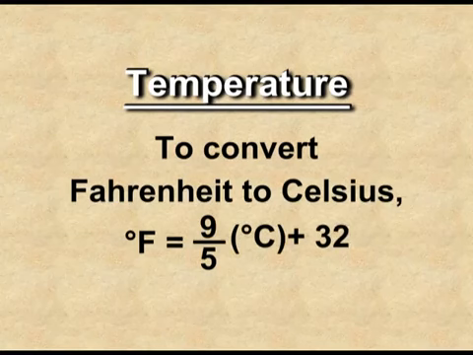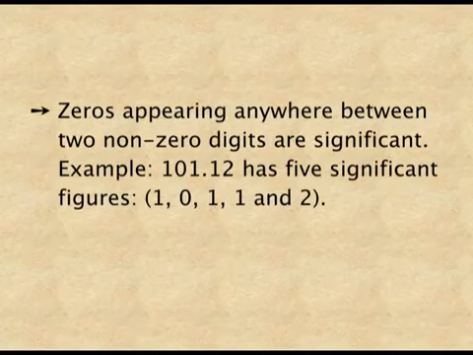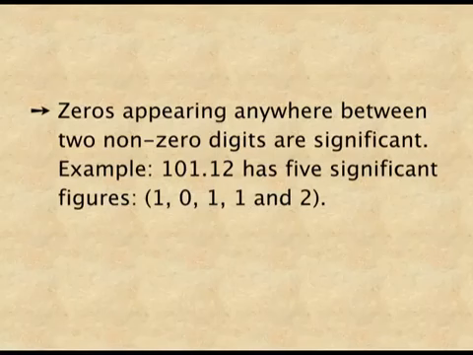It has 5 significant figures. Here in this example, 0 is lying between two non-zero digits, that is 1 and 1. So here 0 is significant. Here 5 significant figures are there.